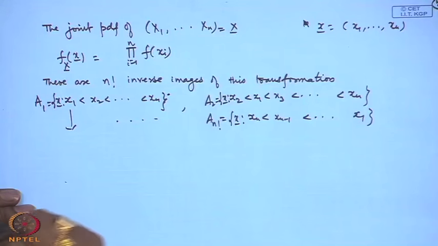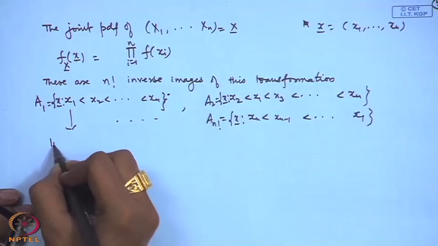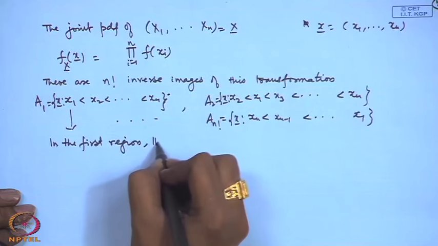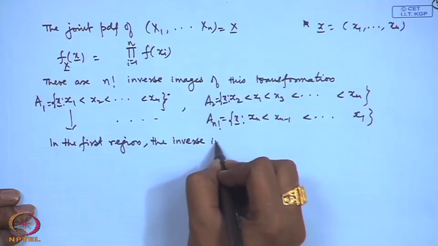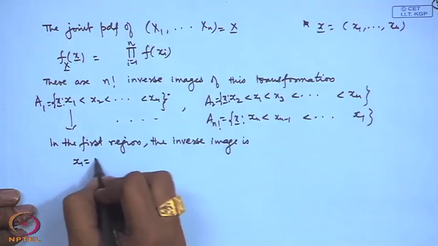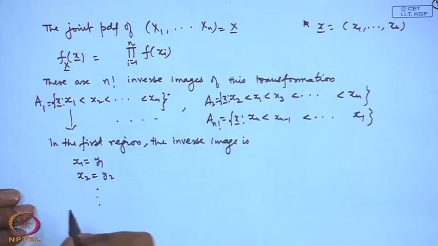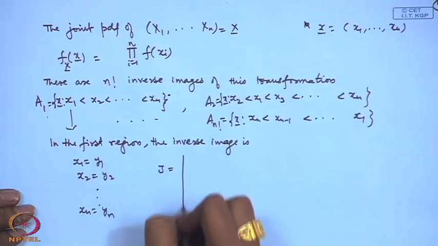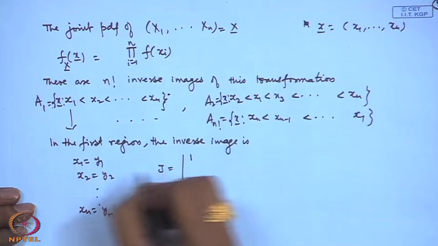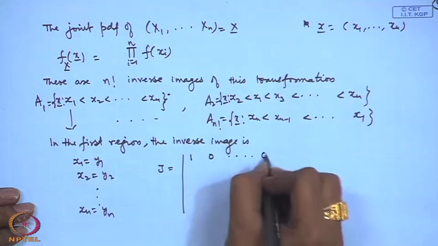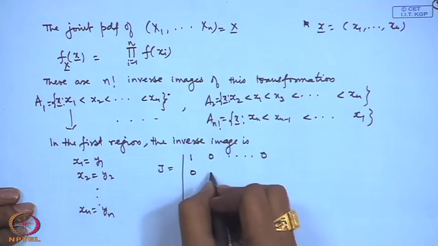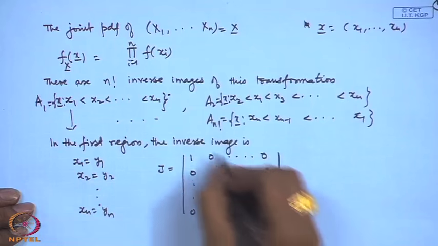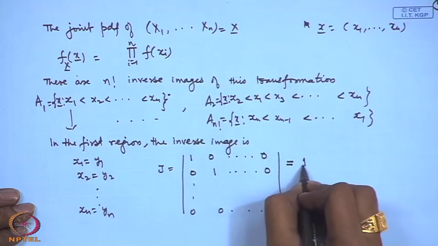Let us consider the Jacobian in one case. So, the inverse transformation in the first region: the inverse image is x1 equal to y1, x2 equal to y2, ..., xn equal to yn. So, the Jacobian of the transformation, that is del x1 by del y1, that is 1, del x1 by del y2 is 0, and so on. Del x2 by del y1 is 0, del x2 by del y2 is 1, and so on, which is nothing but the determinant of the identity matrix, that is equal to 1.